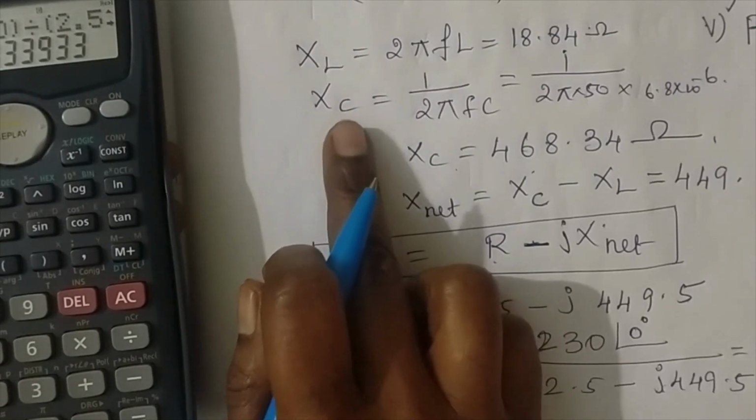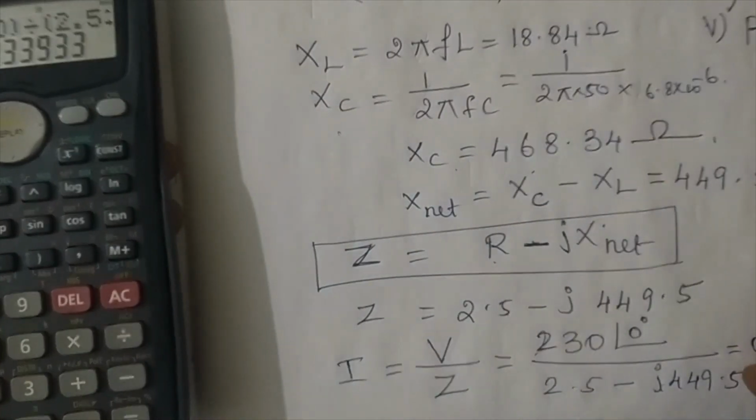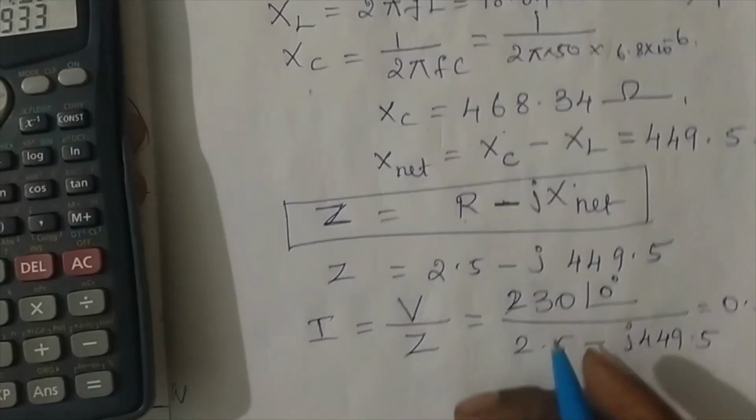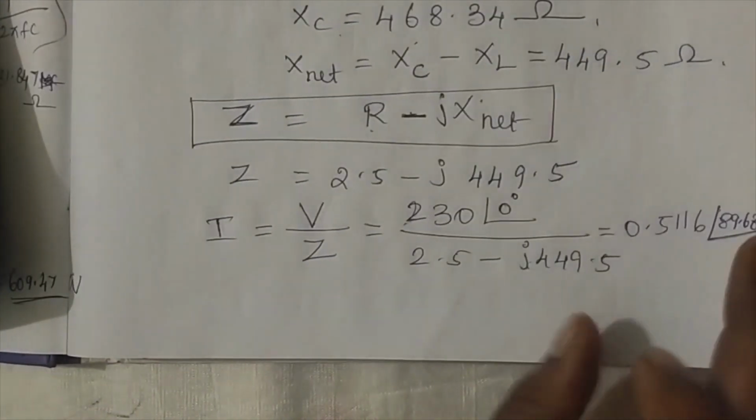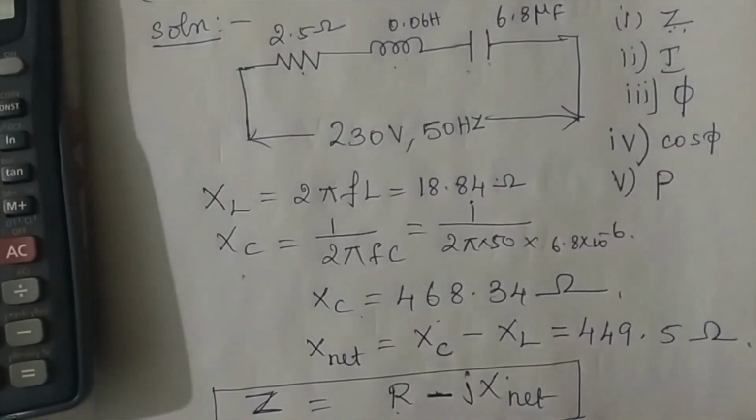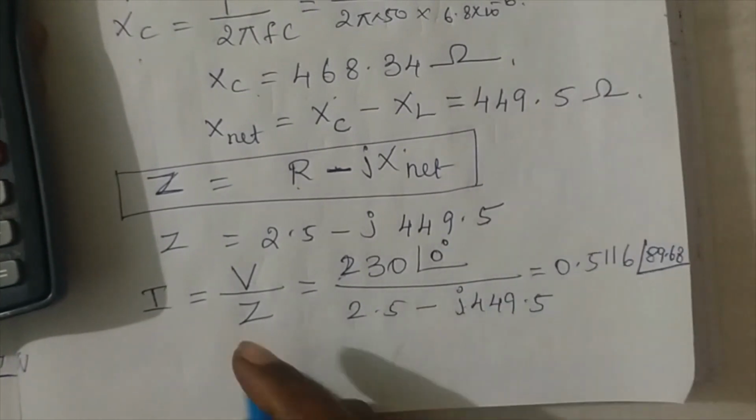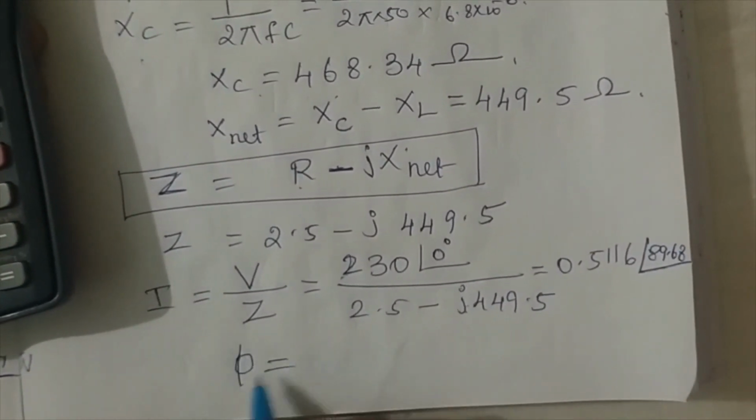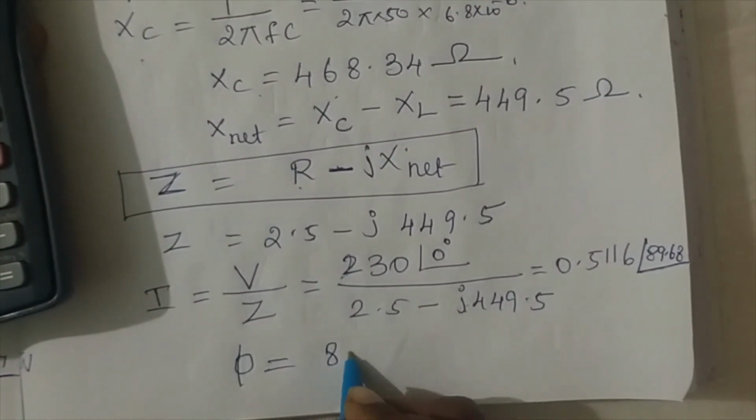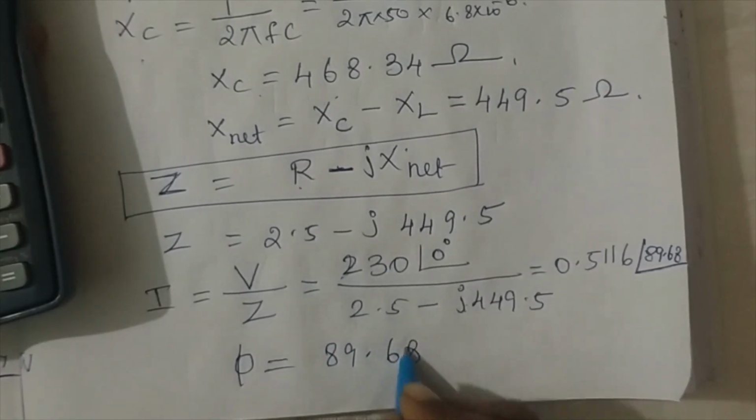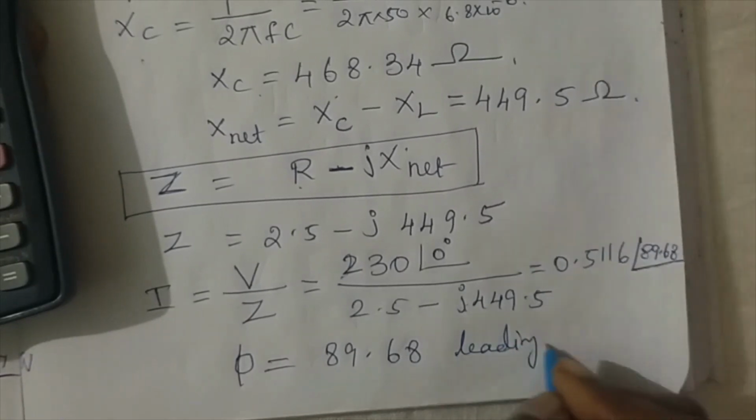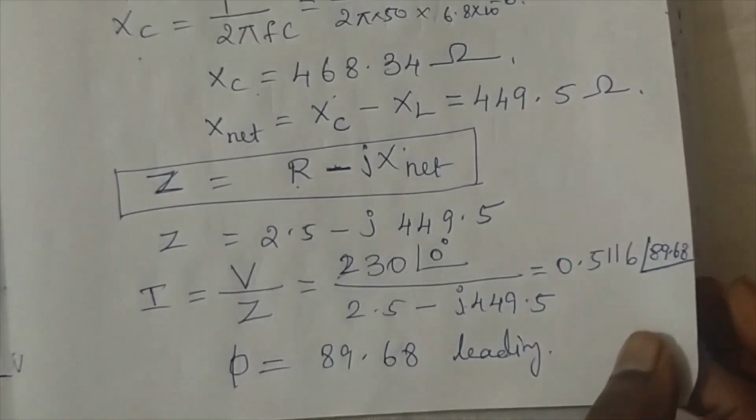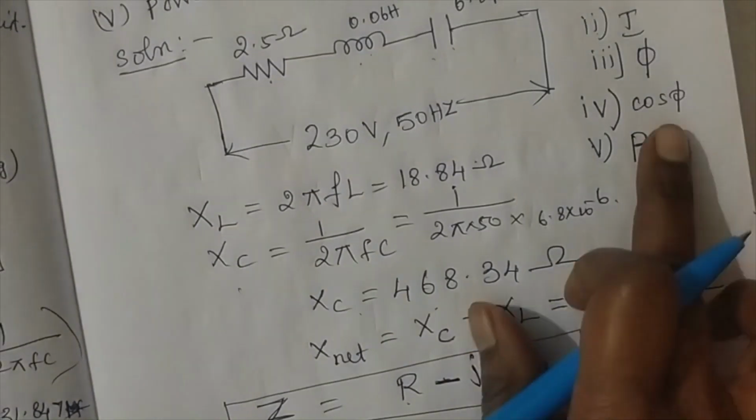Okay, now already we know our impedance is resistance and the net reactance is XC minus XL, because XC is dominant, so it is leading. The current leads the voltage, so we have to write the phase angle. In our question, the third one is we should find the phase angle phi. So phi we found from this. The phi is 89.68 leading.